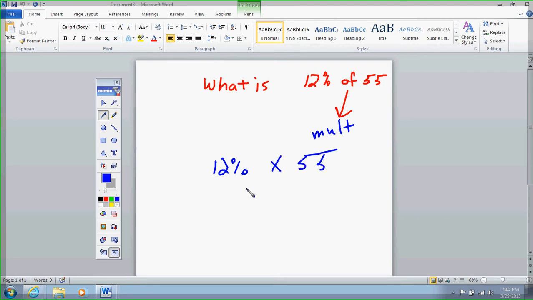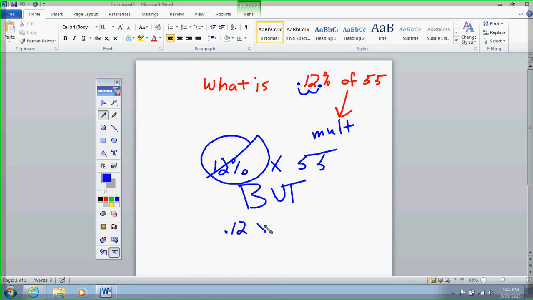But you can't multiply by a percent. You have to multiply by the decimal equivalent. So I have to turn this 12% into a decimal by moving the decimal 2 places to the left. That's 0.12. Multiply that times 55 in your calculator, and whatever that answer is, that would be your solution. So 2 parts here: of means to multiply, and you must convert that percent to a decimal.